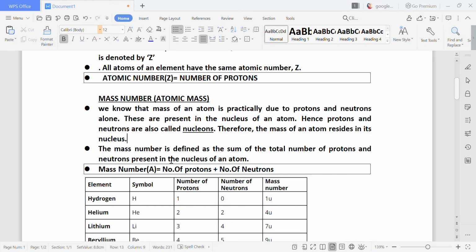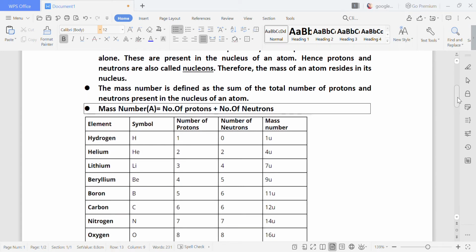Now the mass number is defined as the sum total of protons and neutrons present in the nucleus. So what is the formula for mass number? Children, this is the formula for mass number. Its symbol is capital A. And what is the formula? The formula is number of protons plus number of neutrons. So this is how you can find out the mass number or atomic mass of an atom.